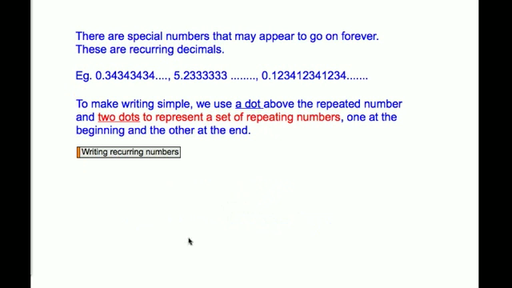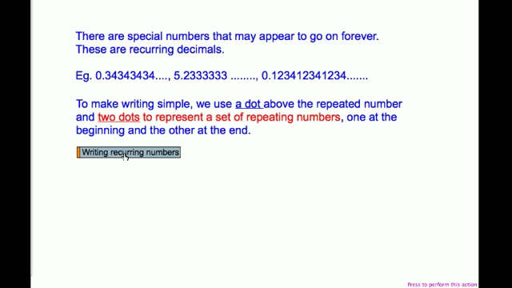Let us now take a look at some special numbers called recurring decimals. These numbers appear to go on forever, such as 0.343434 and so on, 5.23333, and 0.1234, 1234, 1234. We need to find a simple way of writing this. We use a dot above the repeated number to indicate that the number is repeating, and 2 dots to represent a set of repeating numbers, 1 at the beginning and 1 at the end.